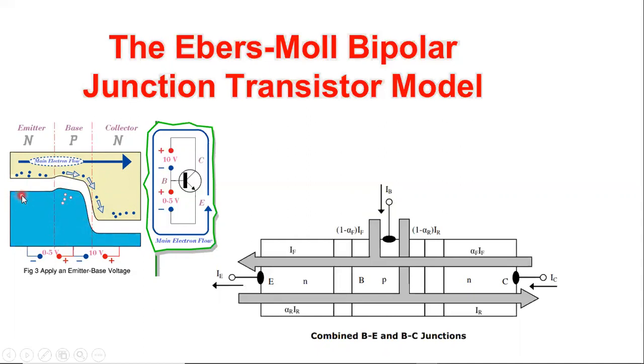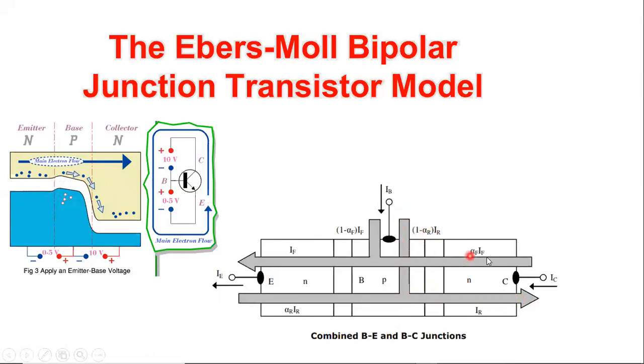Holes here will move from the emitter to the collector. So you have holes flowing from the emitter to the collector, as you can see. And also, you have electrons here. These electrons will move from the base to the emitter.